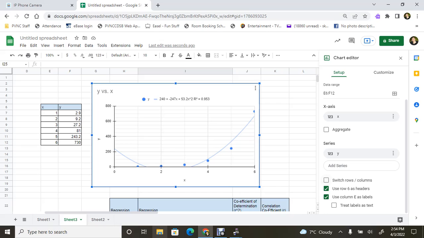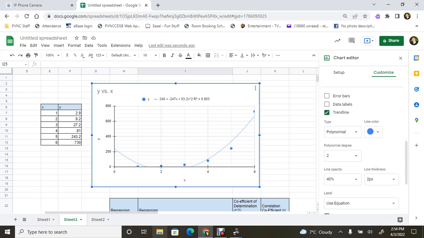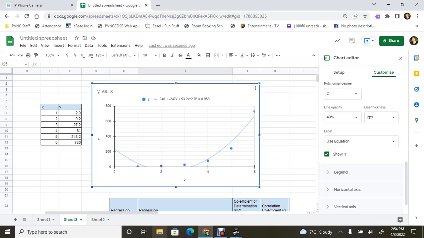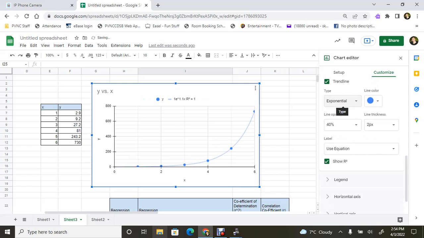Final exponents. So we've got to go here and switch. Over here, we're going to switch to customize, over here to series, and we're going to switch it to exponential. So here we go. Use equation. We got it. Not polynomial. Exponential. Here we go. Okay, and we should be done.